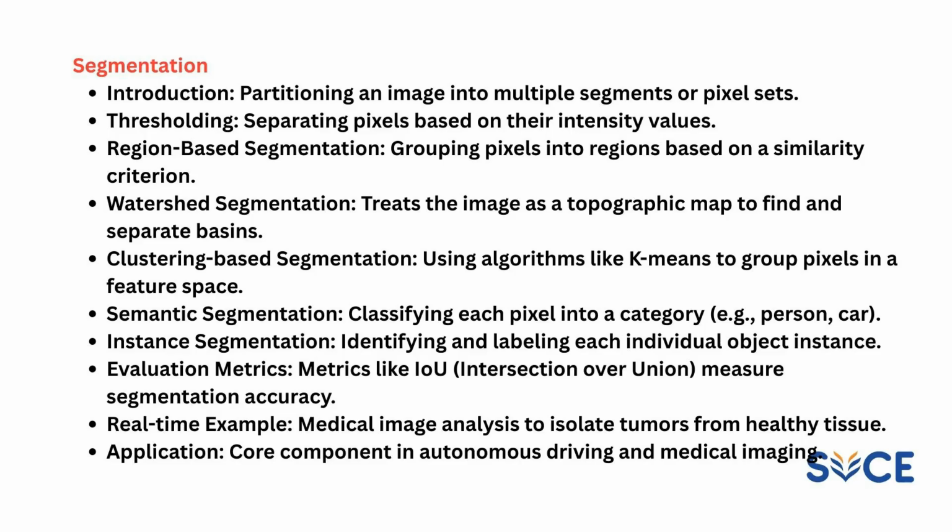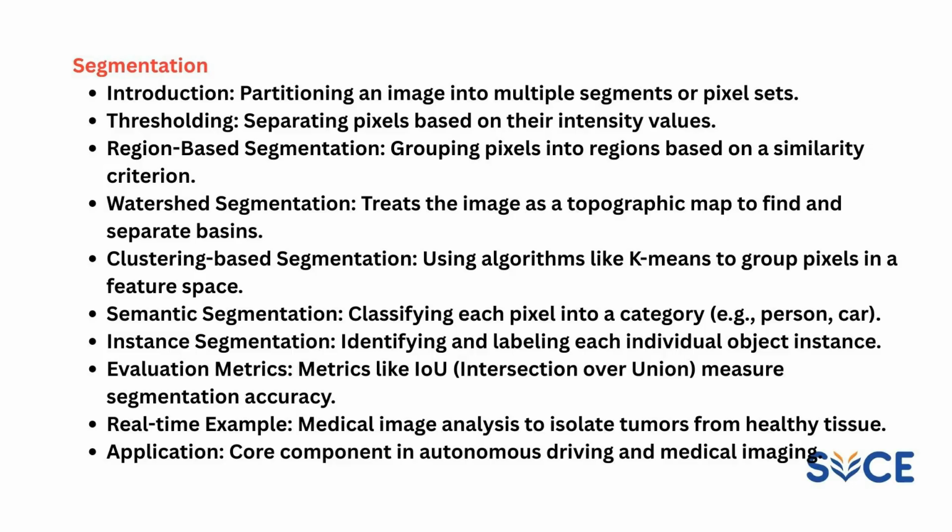So the region-based segmentation groups pixels based on similarity criteria such as color or texture. For example, a region growing algorithm starts with a single seed pixel and expands outwards, adding all neighboring pixels that are similar to it. So the second part of image segmentation is the advanced segmentation methods.